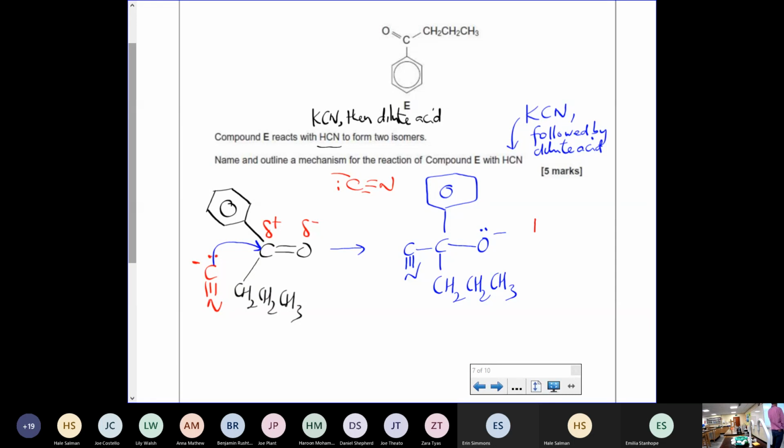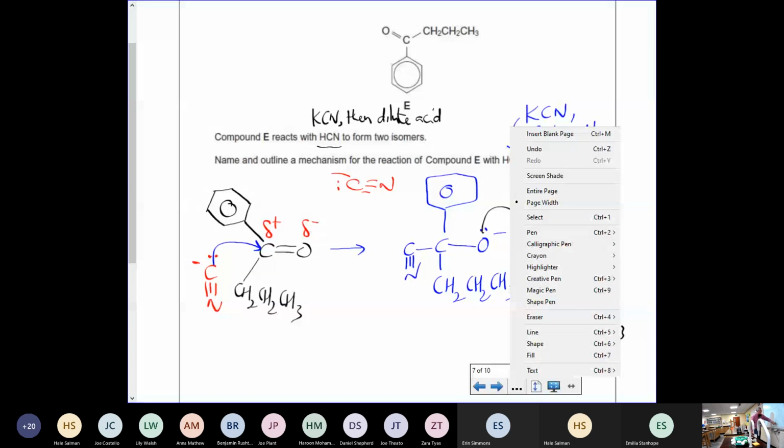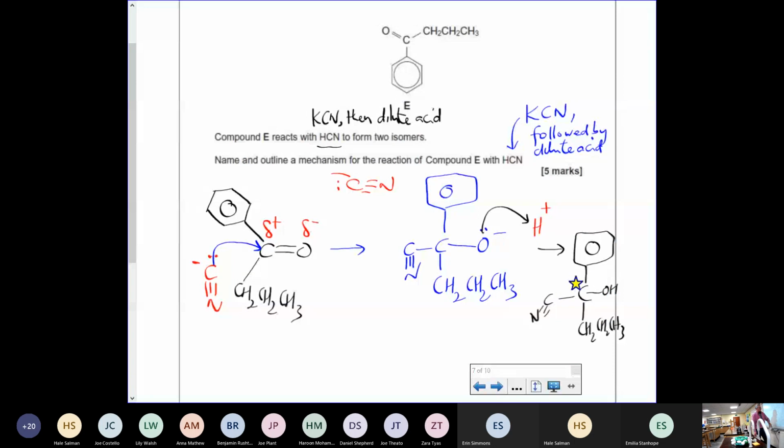That intermediate then needs to react with an H plus ion from dilute acid. Again, we need a curly arrow, and we will form our benzene ring, slightly wonky, our OH, a propyl down here, and we've still got our cyanide over there. Now notice that we've got a chiral carbon. Let's highlight that. This carbon is chiral. It's got 4 different substituents: the benzene ring, a phenyl group, OH, propyl, and a cyanide.